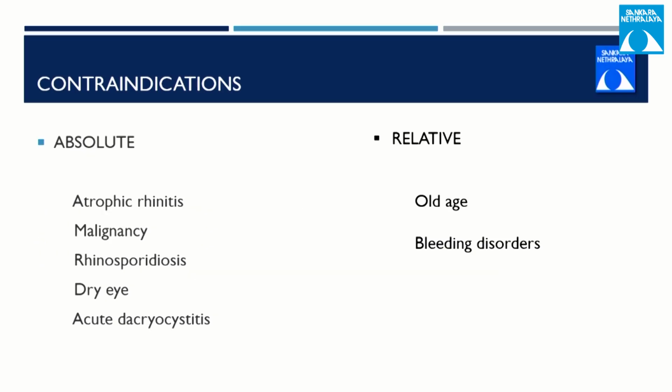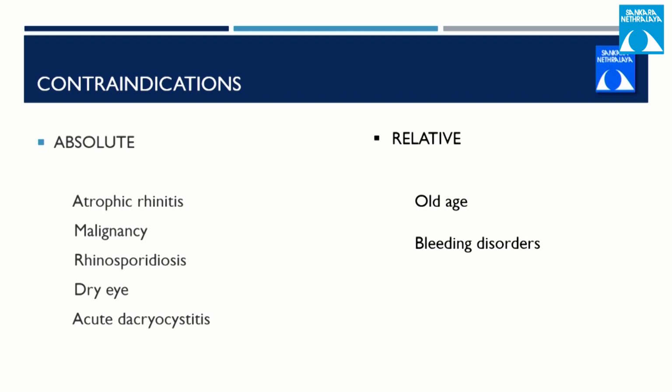Contraindications of doing the surgery. The absolute contraindications are atrophic rhinitis, malignancy, or any fungal infection like rhinosporidiosis, dry eye, or acute dacryocystitis. So, in this, the only absolute contraindication is malignancy. Okay, wherein you have to do a DCT. Rhinosporidiosis, we do a modified DCR nowadays. Okay, where we keep a very small frill of lacrimal sac tissue.